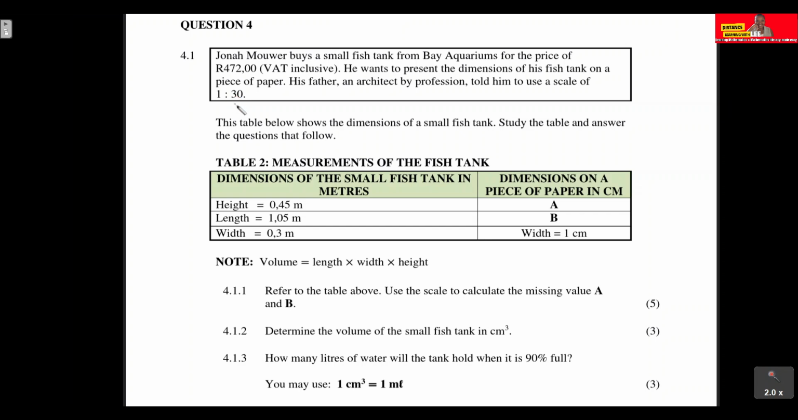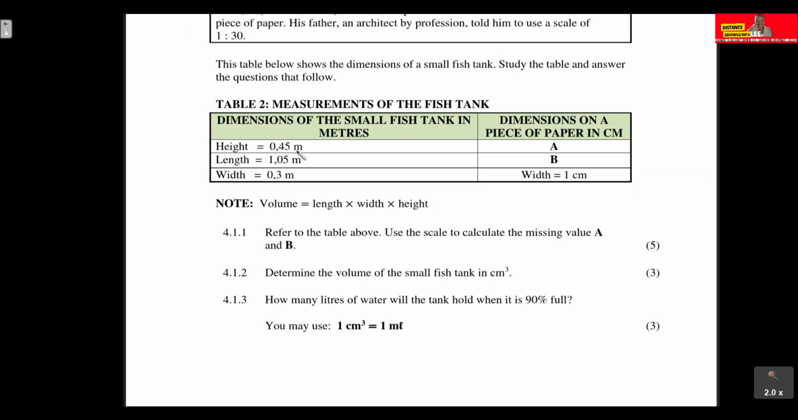So how are we going to do that? I'm going to give you two different approaches that you can use to help you with this question, so please make sure that you pay attention when I go through these approaches with you. It says this table below shows the dimensions of a small fish tank. Study the table and answer the questions that follow. We are told that this table represents the dimensions of this fish tank on a piece of paper. What is the length of this fish tank on a piece of paper? And we're given the width of this fish tank on a piece of paper as 1 centimeter.